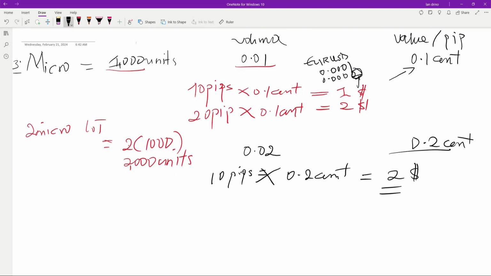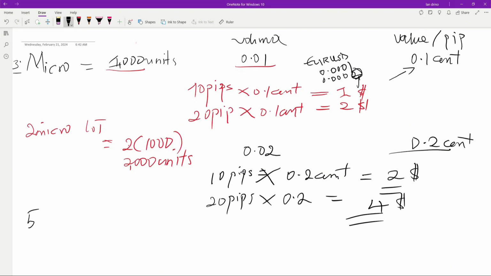What if you make 20 pips with 0.2 cents? 20 times 0.2 is going to be $4, just like that. So you are not actually making a lot of money with micros. They are actually very, very small. You can go ahead and practice again.